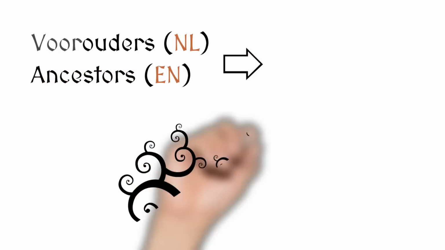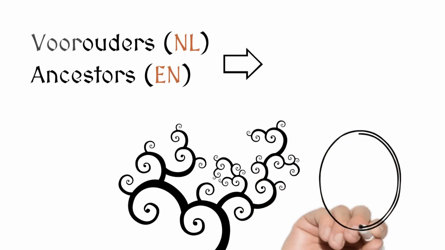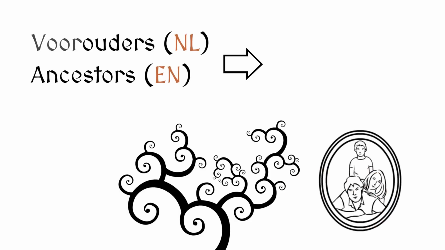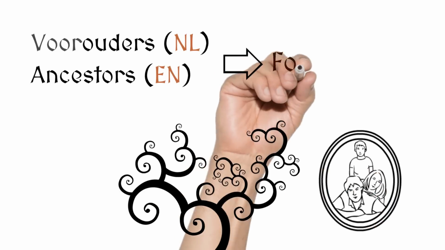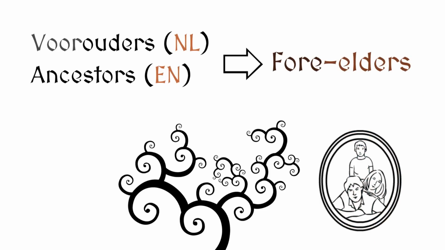Voor in Dutch means in front of, for or before in English. For example, voorhand in Dutch means in advance or beforehand. Voorouders is literally four elders. That's a nice word right there, four elders. I believe it was actually a word in Middle English.